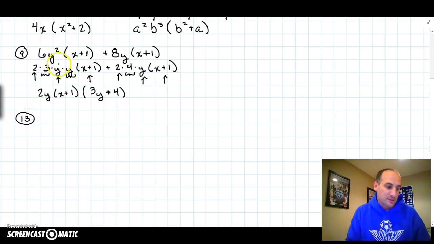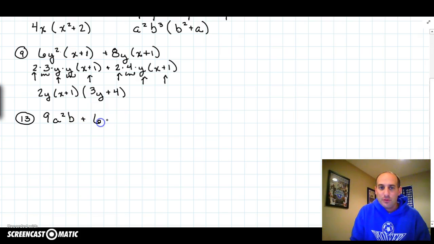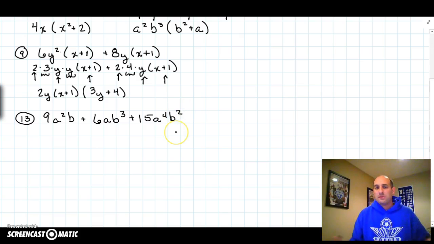Instead of looking for pairs of things, though, we're going to be looking for triplets of things. It's the best way to say it, I would guess. 9a squared b, 6ab cubed, and 15a to the 4th b squared. So you guys tried this one.